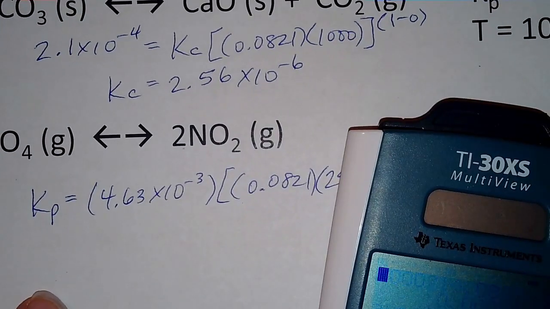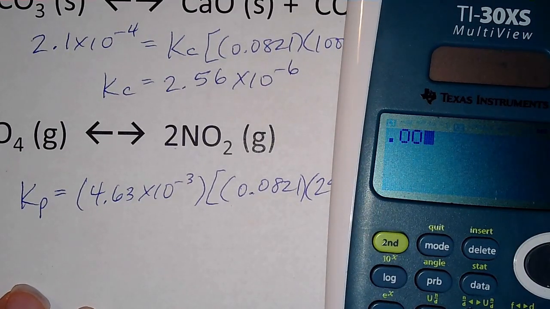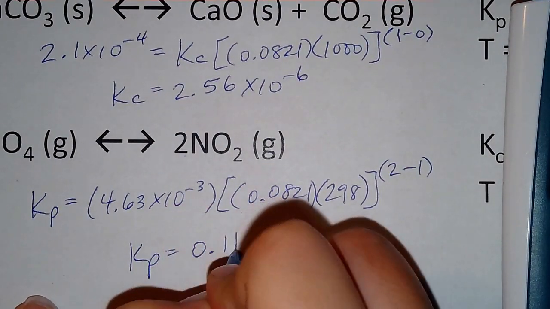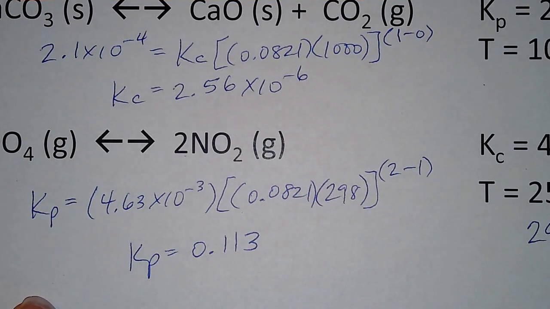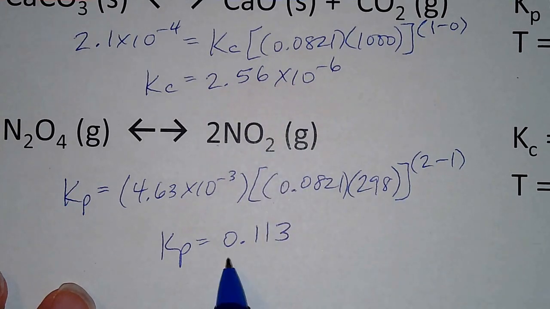Alright, so Kc times R times T. So Kp is 0.113. Producing more moles of gas, our Kp is larger than our Kc value.